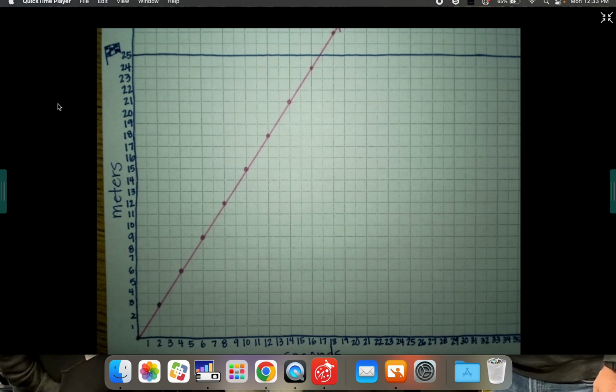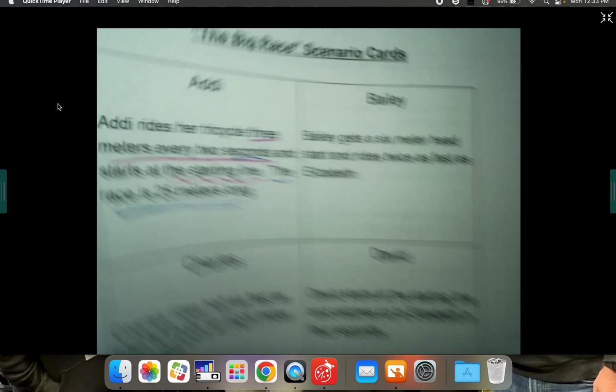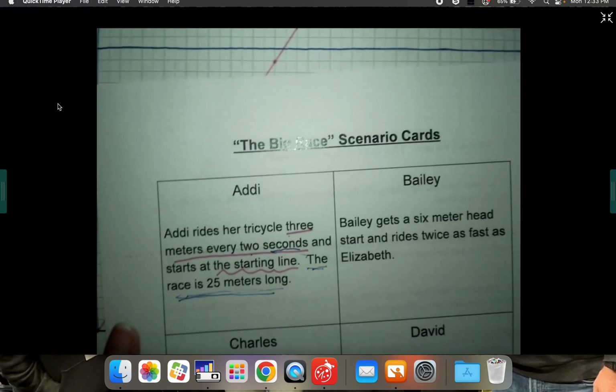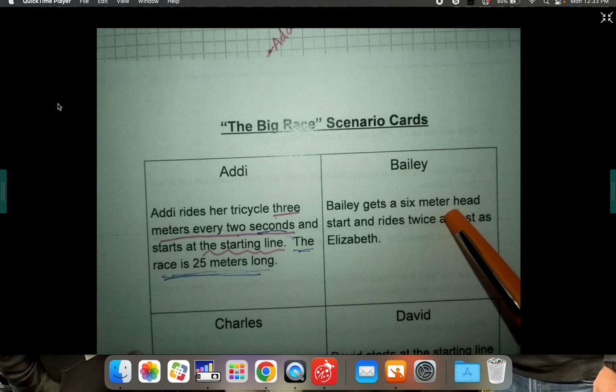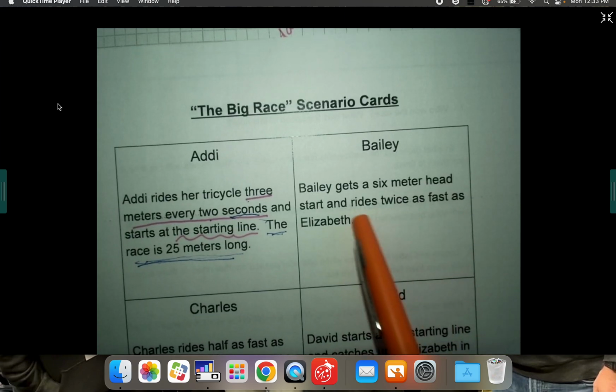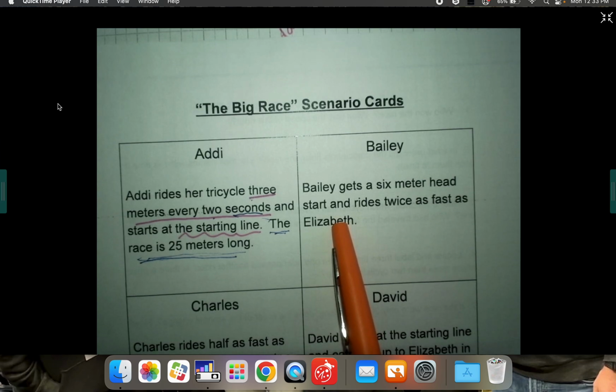All right. Let's go ahead and read Bailey's and see what hers is. So all I did was label her line. Bailey gets a 6 meter head start, but what's the problem with Bailey's? Then it says she rides twice as fast as someone we haven't done yet. So let's actually skip Bailey for now.